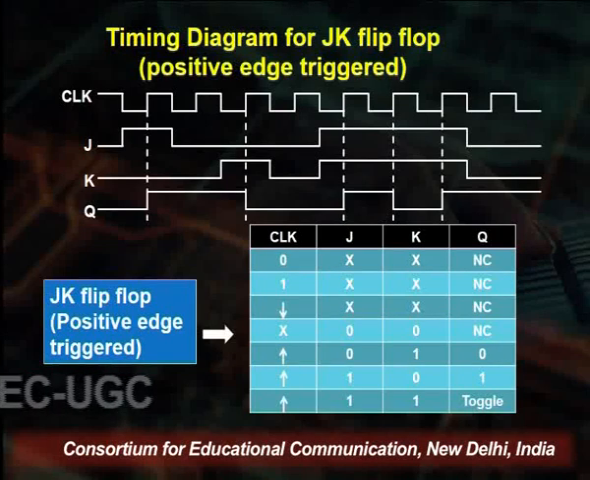timing diagram. So in a nutshell, we can summarize: in the master slave configuration, while the clock is high, the master is active while the slave is inactive. And when the clock is low, the master becomes inactive and the slave remains active.